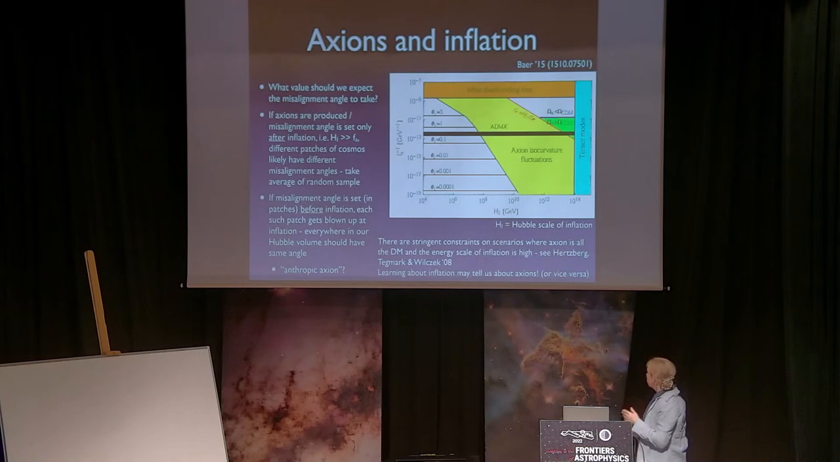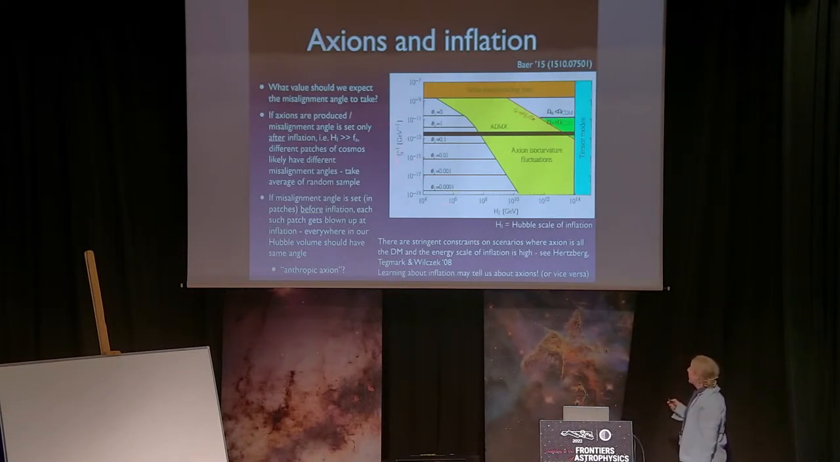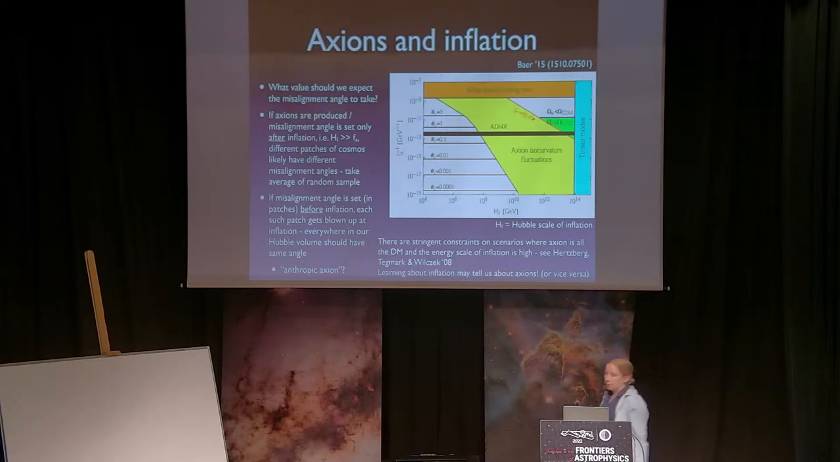Okay, I will also say that there are actually pretty stringent constraints on scenarios where the axion is all the dark matter and the energy scale of inflation is high. So this is now the inverse axion coupling on the y-axis and the scale of inflation on the x-axis. And there's a significant chunk of this parameter space that can be ruled out because the axions would source isocurvature fluctuations coming out of inflation.